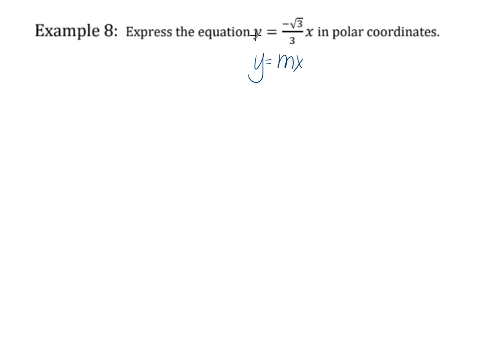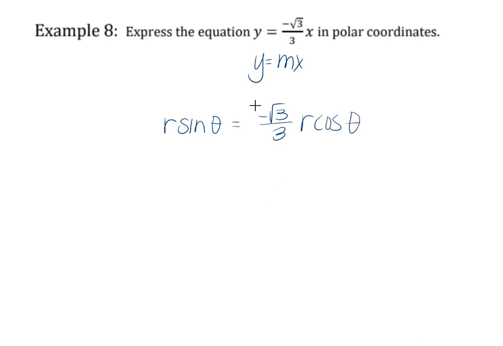So think about what we know. Right now we have an equation with y and x. So one possibility is we could go through and we could say, well, let's replace y with r times the sine of theta. And then negative root 3 over 3 would stay put, and we could replace x with r times the cosine of theta.